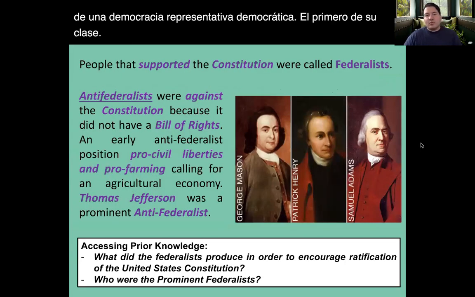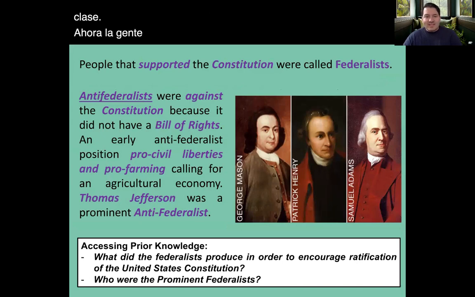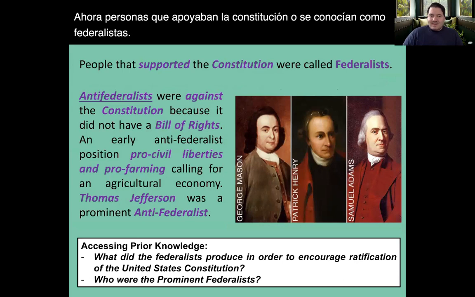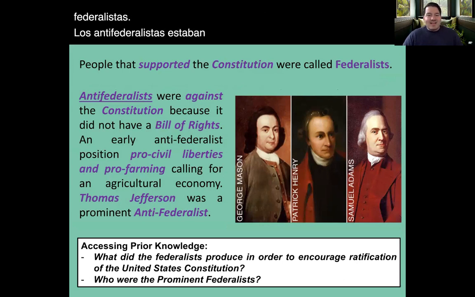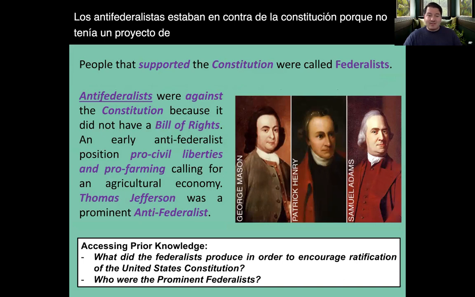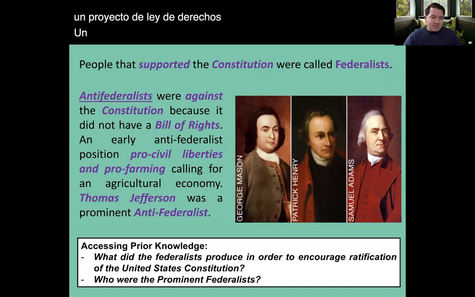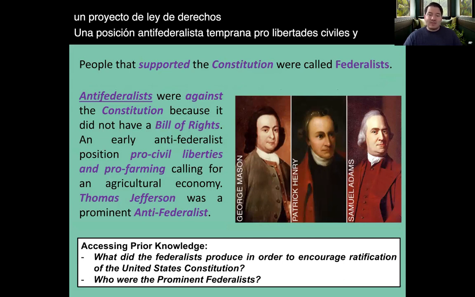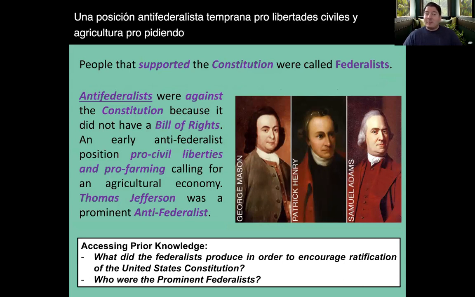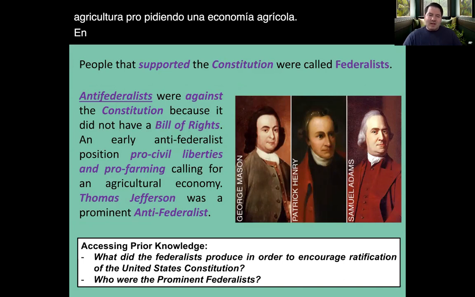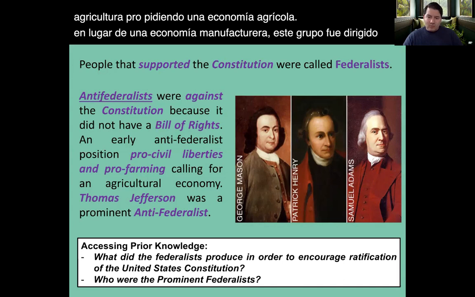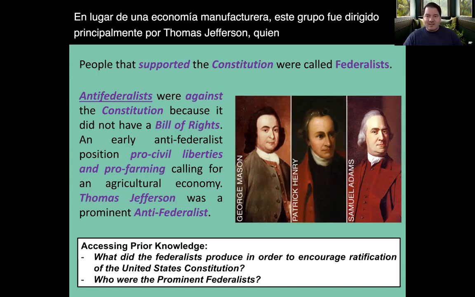Now, people that supported the Constitution were known as Federalists. Anti-Federalists were against the Constitution because it did not have a Bill of Rights. An early Anti-Federalist position, pro-civil liberties and pro-farming, called for an agricultural economy rather than a manufacturing economy. This group was primarily led by Thomas Jefferson, who himself was a prominent Anti-Federalist.